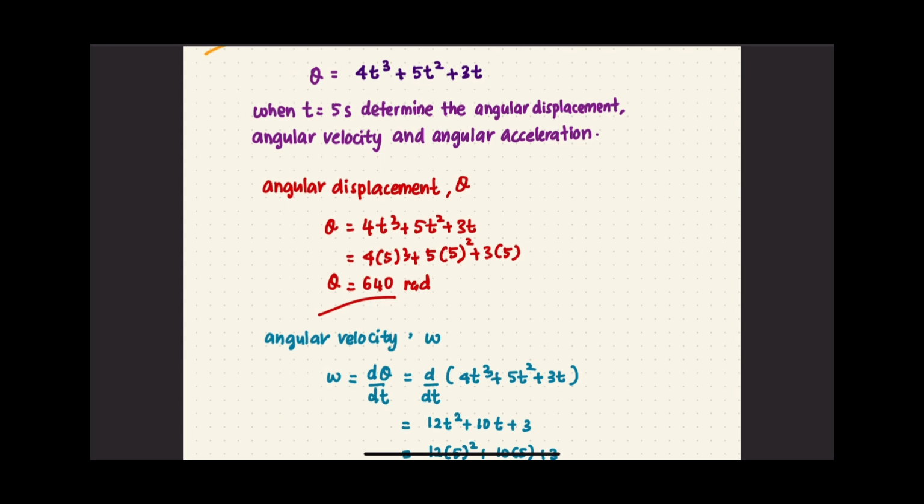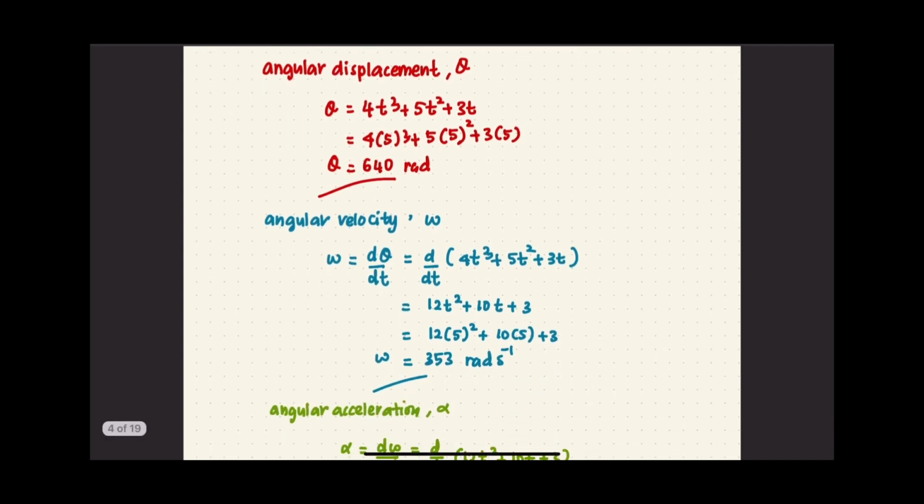radian. For angular velocity omega, as you know, omega comes from differentiating theta, angular displacement, with respect to time. So we differentiate 4t^3 plus 5t^2 plus 3t with respect to t. You will get 12t^2 plus 10t plus 3. Substitute t equal to 5 seconds, and we get omega, the angular velocity, equal to 353 radian per second.